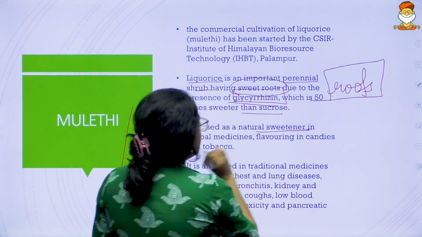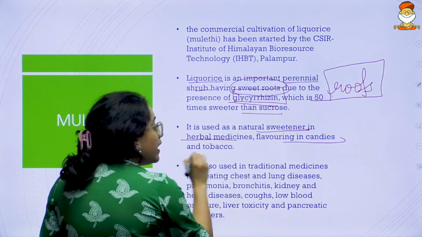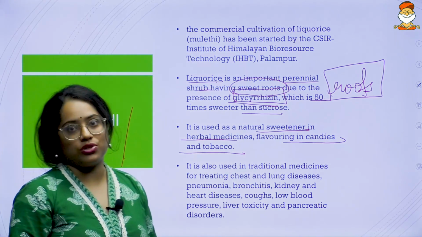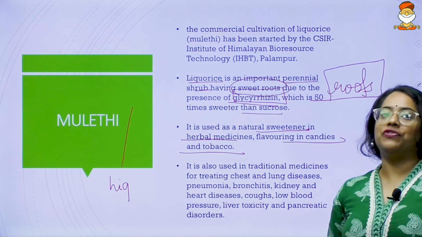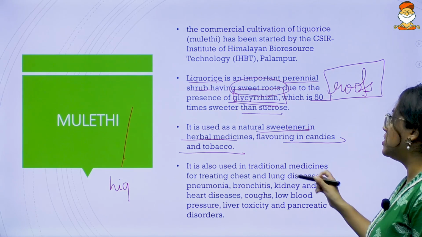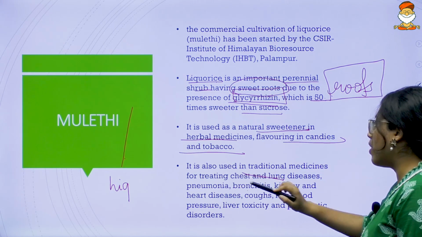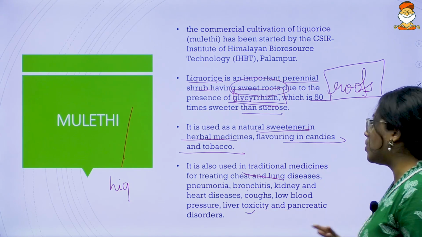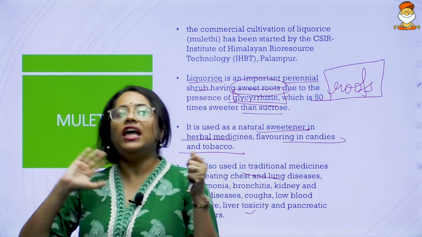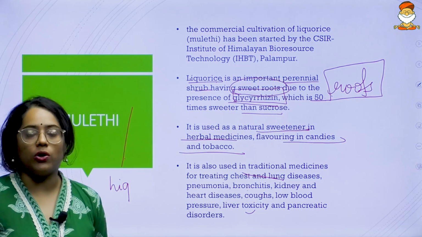You can use these roots to create sweeteners in herbal medicines, flavoring of candies, flavoring of tobaccos, etc. You can use it for sweetening purposes. Apart from that, licorice is also used in traditional medicines for treating chest and lung diseases, pneumonia, bronchitis, kidney diseases, coughs, low blood sugar, liver toxicity, pancreatic disorders. It's used in creating medicines for all of these disorders.